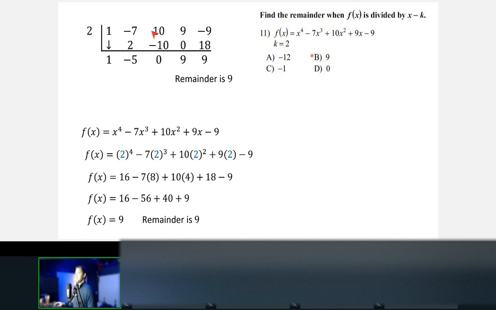I set it up. K is 2. So I just do synthetic division, and then we get remainder 9. So that's the answer.